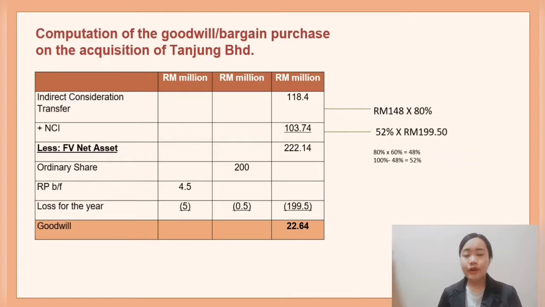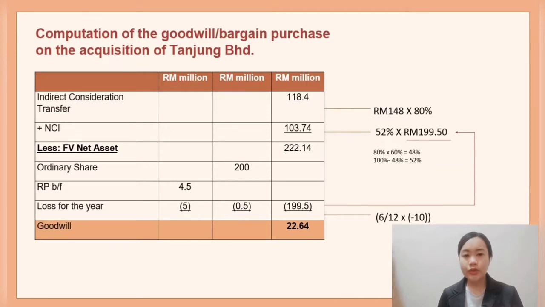But first, we look up the fair value net asset on the date. The ordinary share of 200 million, retained earnings brought forward 4.5 million, also loss of 10 million for the year needs to be deducted by the portions. Since the investment was made on 1st July 2020, the loss will be apportioned by months, 6 over 12 months. So the loss for the period is 5 million. Retained earnings 4.5 million minus 5 million has a balance of 0.5 million of loss, which will be deducted under ordinary share, and the fair value net assets is 199.5 million. Thus, 52% of 199.5 million is NCI.